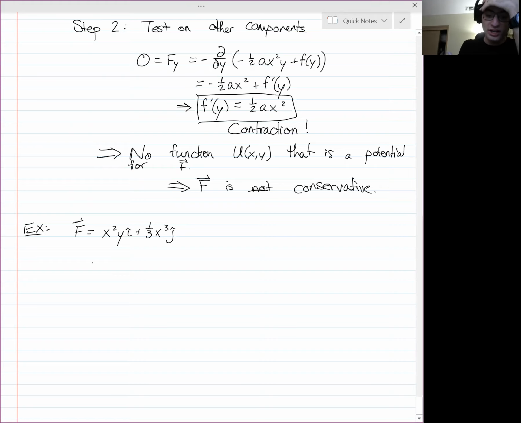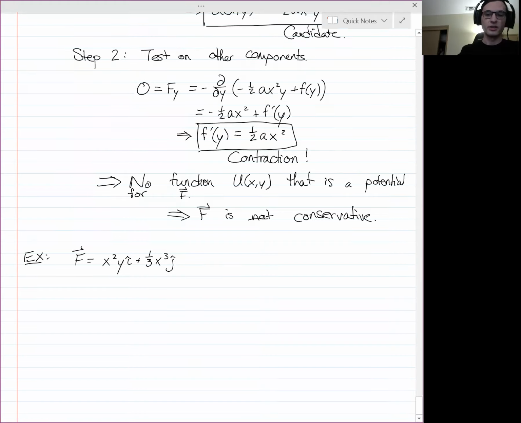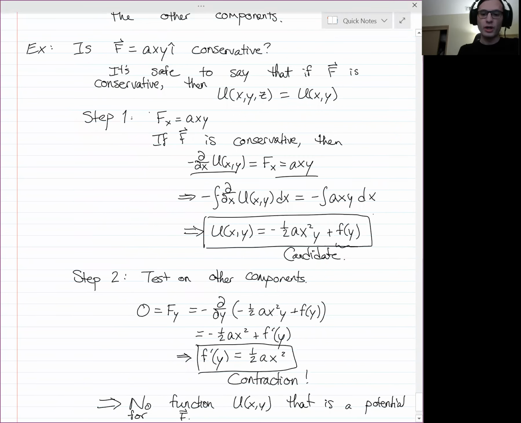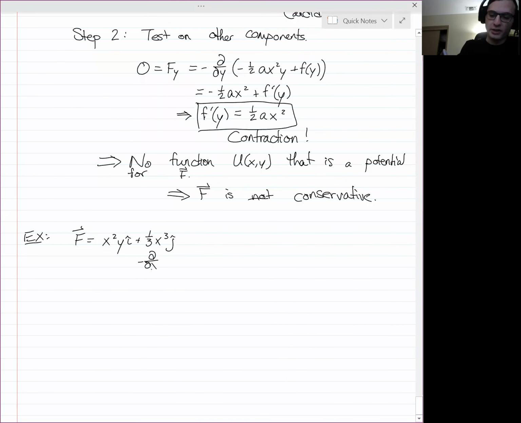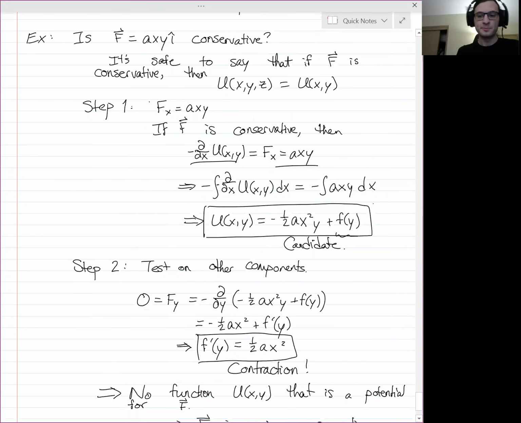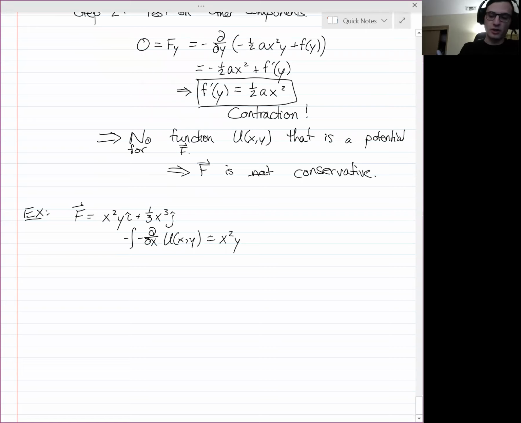All right, so let's check. Step one is, let's suppose it is conservative. Then we write that negative partial x of u of x and y has to equal x squared y, right? That's the assumption that we make. And then we integrate, stick a negative sign in front of both terms, with respect to x in this case, dx. And so what do we get? We get that u of xy has to be equal to negative 1/3 x cubed y plus some function of y, right?